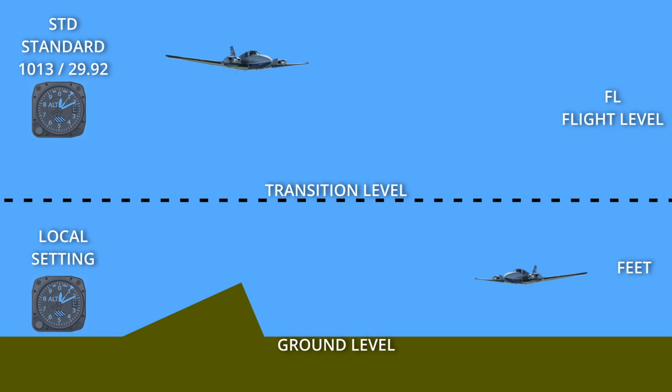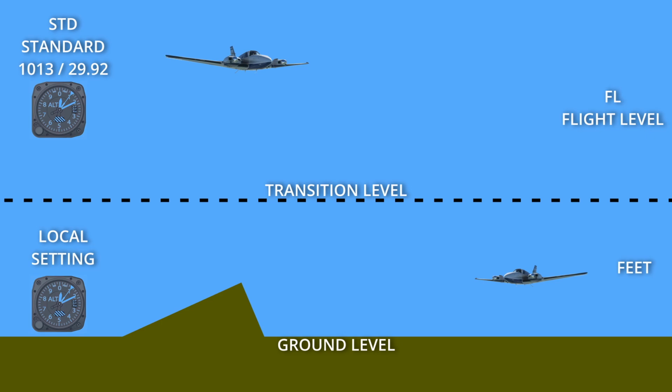Below the transition level, all aircraft use a local pressure setting. That will be defined for them by ATC or gained from online sources if no ATC is available. And why is that? Well, we've all watched weather reports and seen high and low pressure areas. So the actual air pressure is variable and can change from one hour to the next.